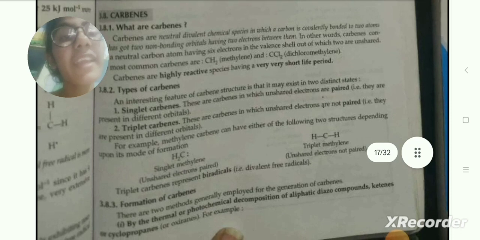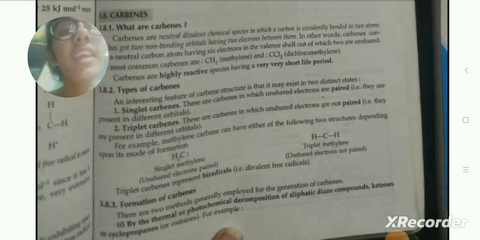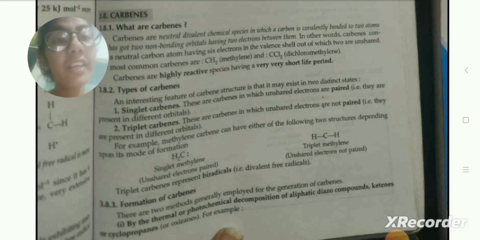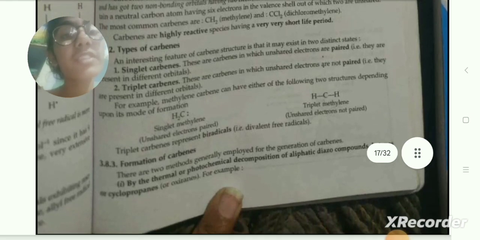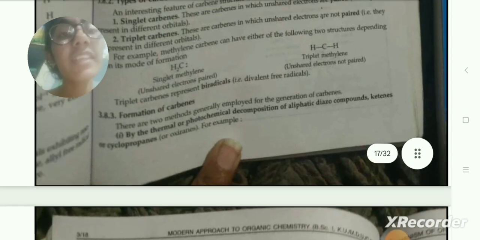An interesting feature of carbene structure is that they may exist in two distinct states. First, singlet carbenes are carbenes in which the unshared electrons are paired. They are present in the same orbital. Second is triplet carbenes. These are carbenes in which the unshared electrons are not paired. They are present in different orbitals. For example, methylene carbene may have either of the two structures depending upon its formation: singlet methylene, with unshared electrons paired, and triplet methylene, with unshared electrons not paired. Triplet carbenes behave as bi-radicals, divalent free radicals.